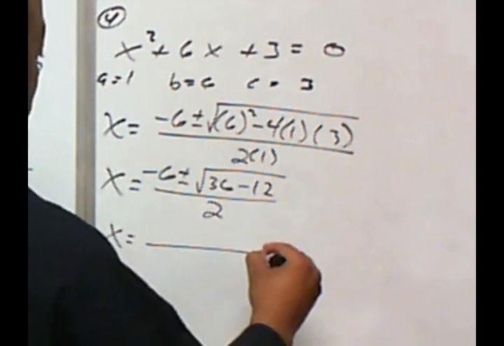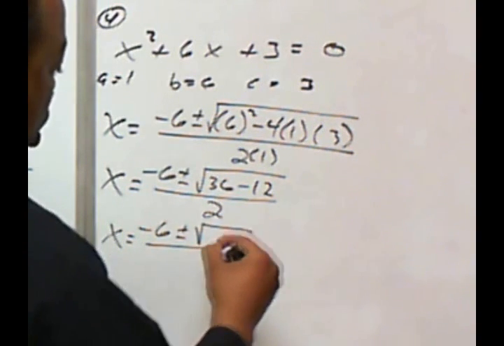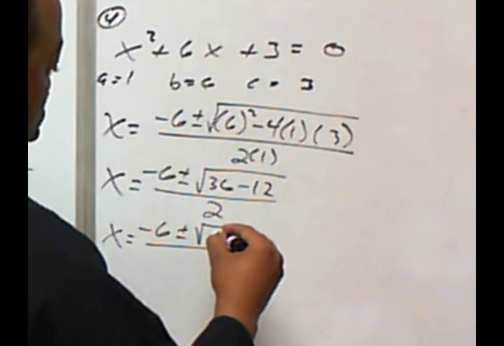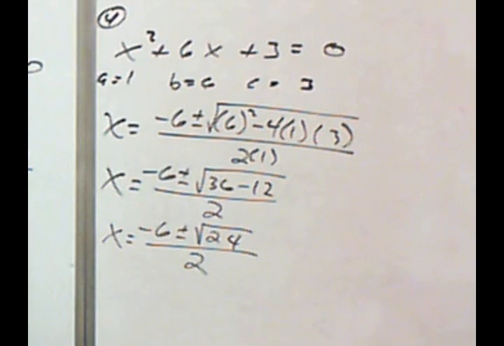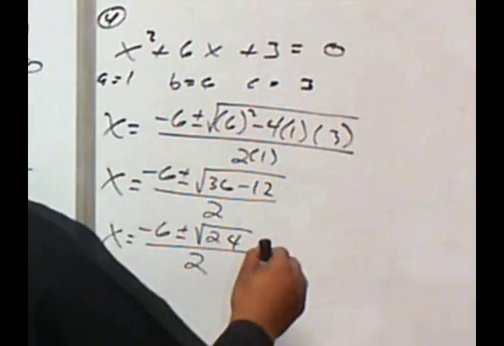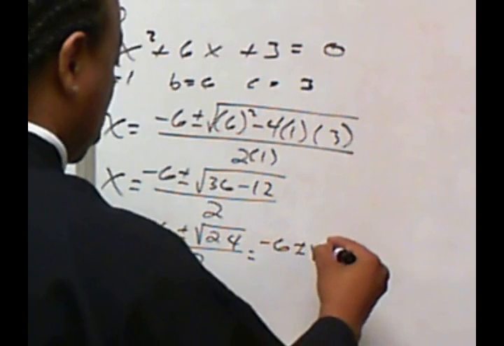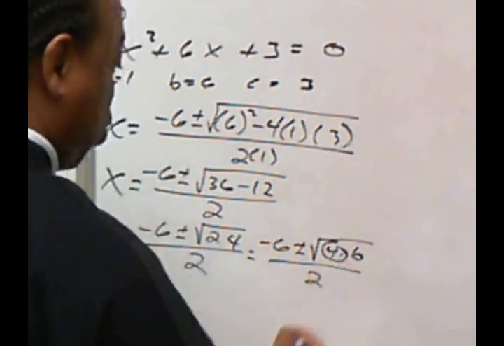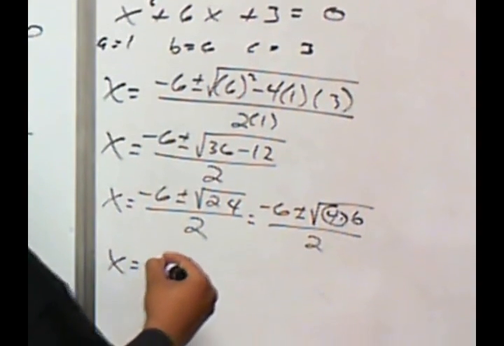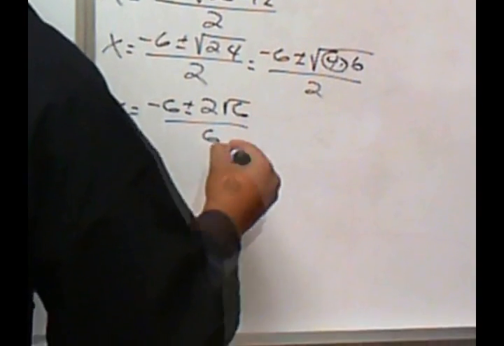Okay. This becomes the square root of, let's see, 24 all over 2. Now, 24 is not a perfect square, but it has a perfect square in it, which is 4. So we're going to make this into 4 times 6. And the 4 can come out as a 2 square root of 6.